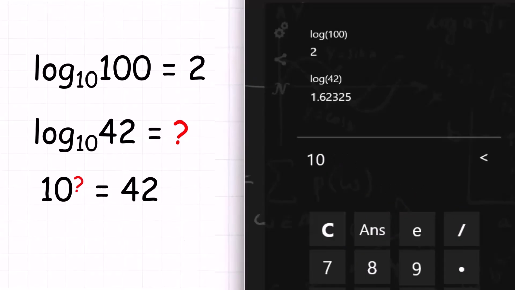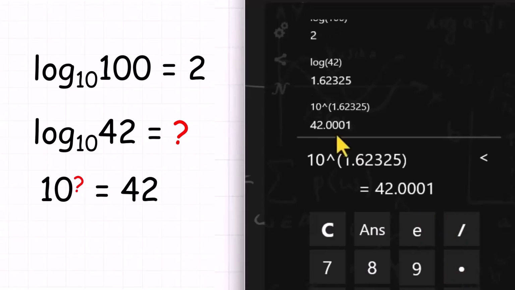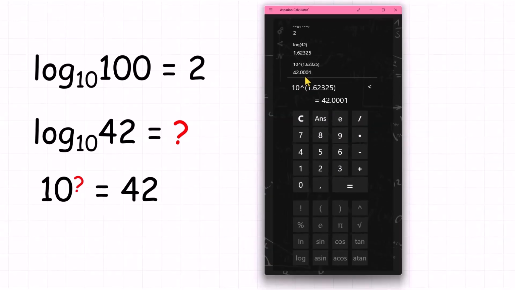So let's check it. 10 raised to the 1.62325. And I hit equals. And that's about as close to 42 as we're going to get using a calculator. So that's why logs exist, because there are problems that don't just work with perfect squares like 100.